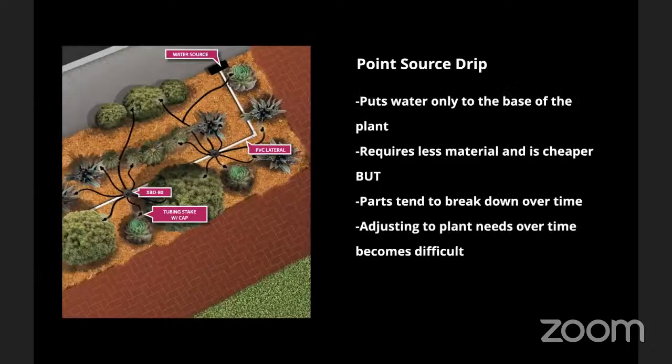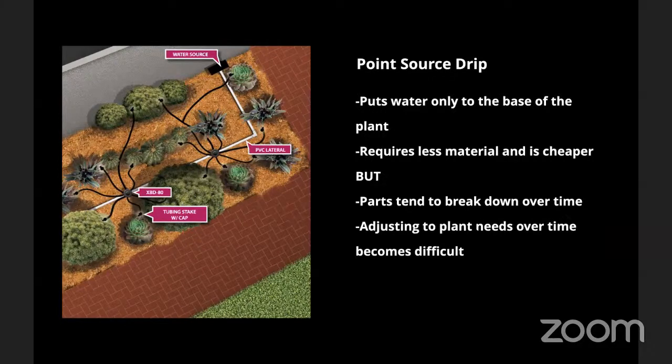And so if we're thinking about drip, a couple of options. This is the point source drip that we talked about, where the individual button emitters are going to put water just right at the base of the plant. It requires less material and is cheaper. However, like I said, this isn't the way we went with this. This isn't the way I ever really go. And I don't consider this a long-lived system because the parts do tend to break down over time.